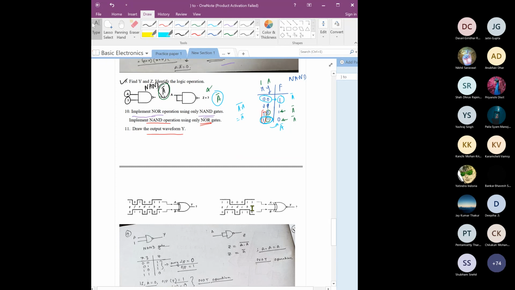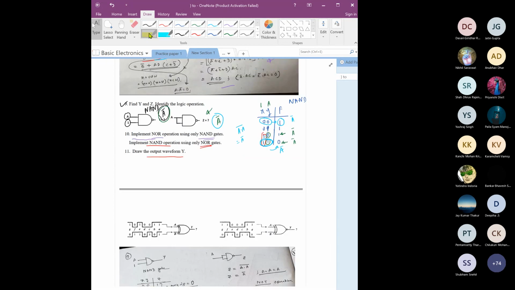Okay. Then here this is a good question, and please try to solve it yourself. Draw the output waveform Y. So you have to draw the output waveform for this Y. It has been given that in A you are giving this type of waveform, and in B you are giving this type of waveform. Could you please draw the waveform for Y for the first one?